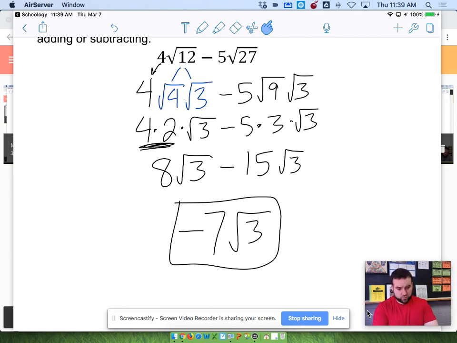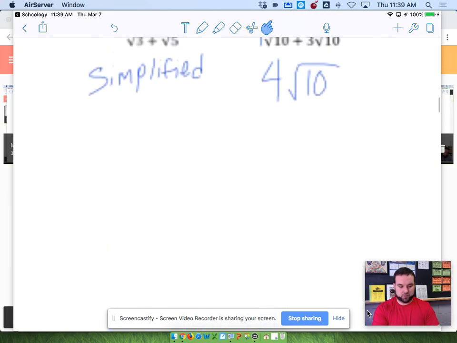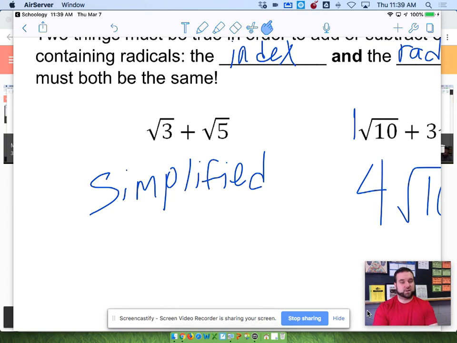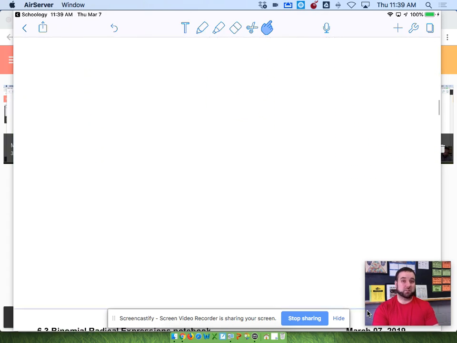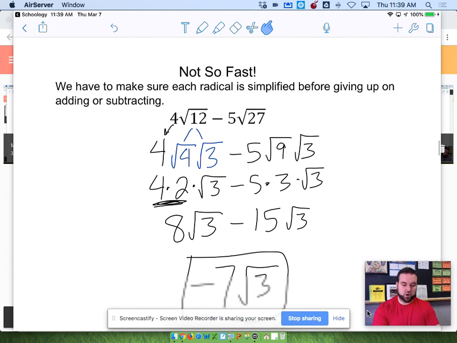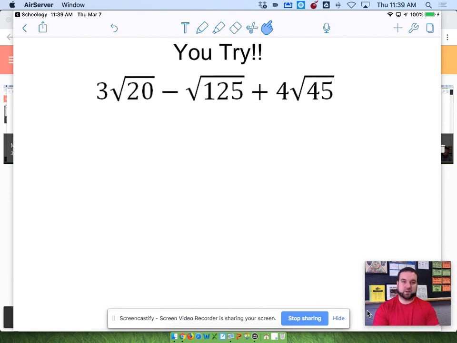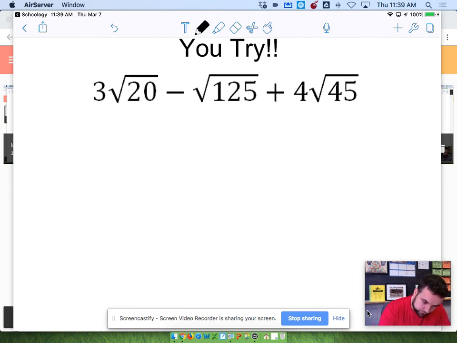So don't judge immediately whether or not they can be combined, because you do want to see, can we simplify? If we look back real quick, the first example we looked at, the square root of 3 plus the square root of 5, neither one of those can be simplified, and so that's how we know that nothing else can be done. So go ahead and give this one a shot by breaking down each radical first, and then seeing what can be combined, and then we'll move on.